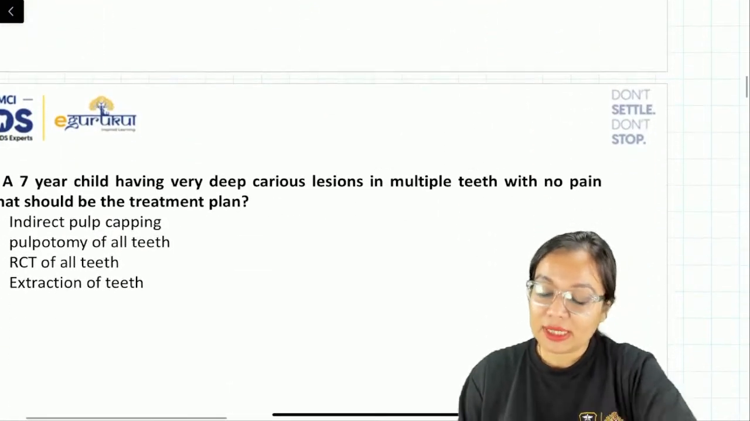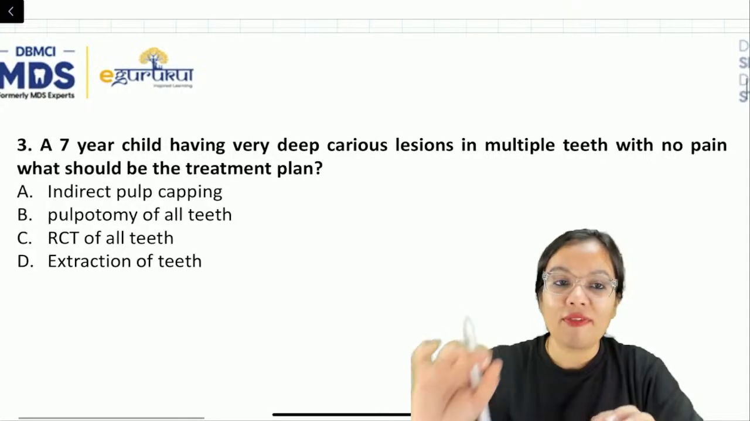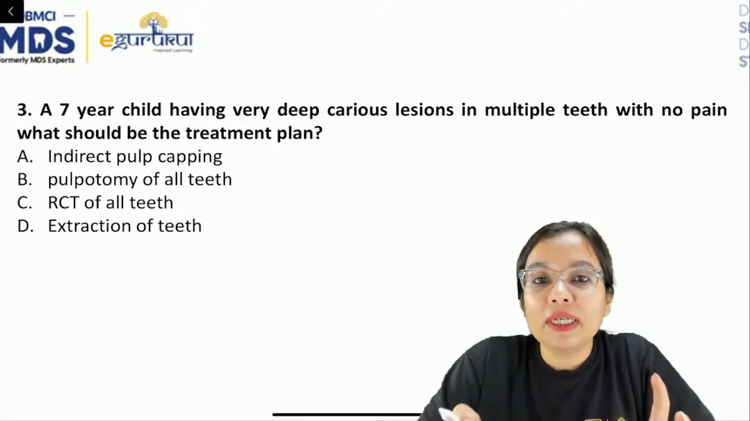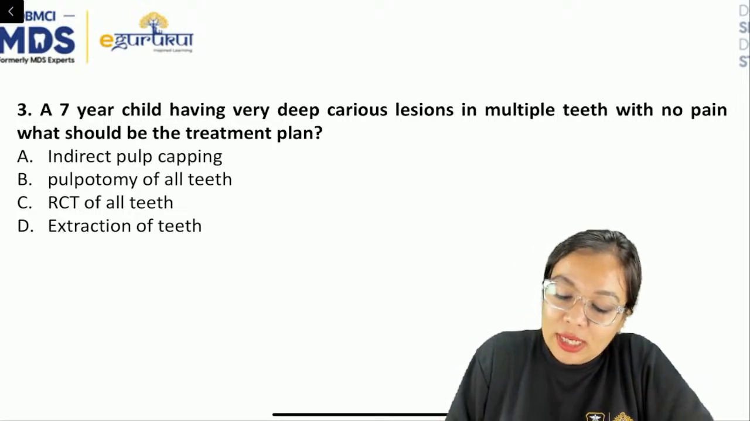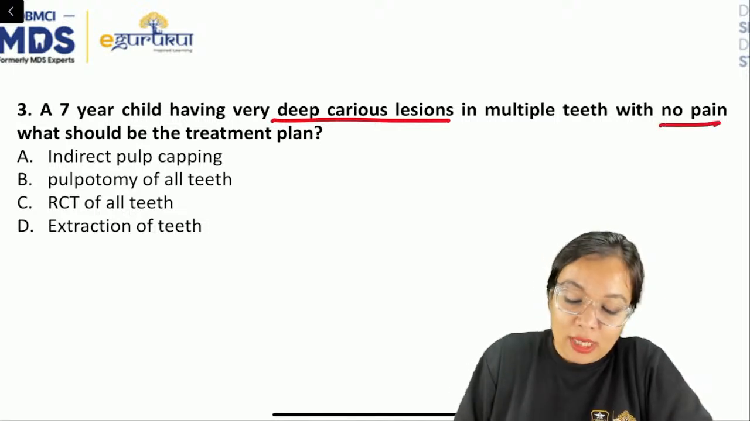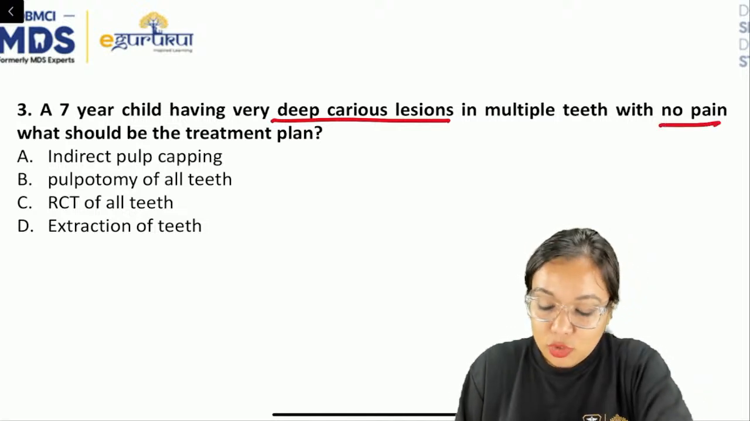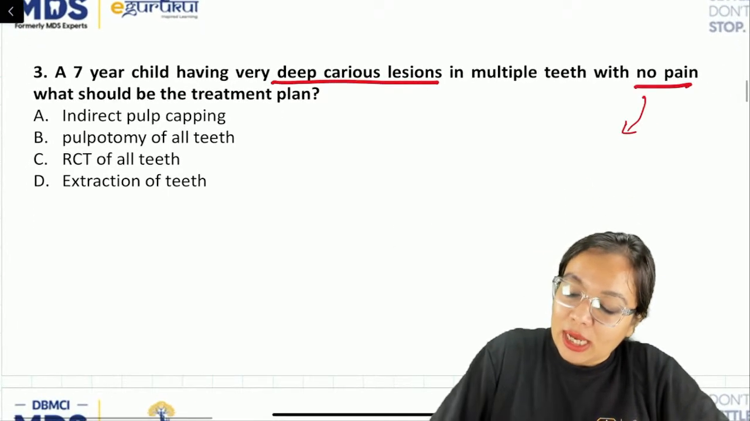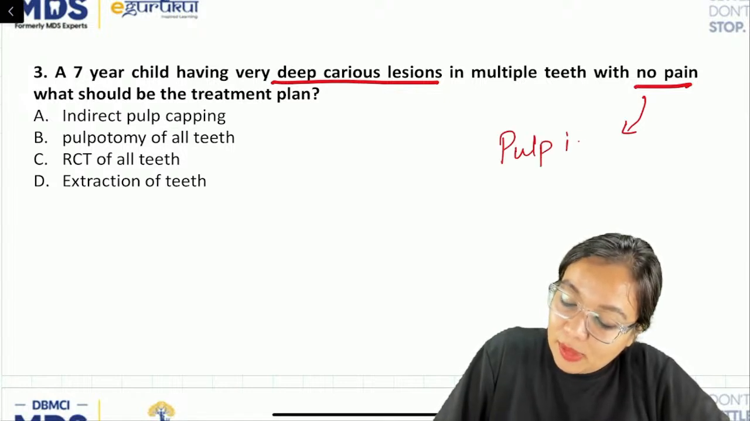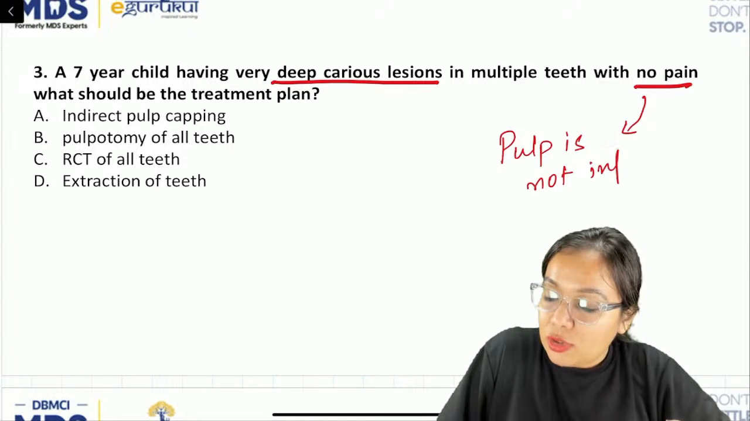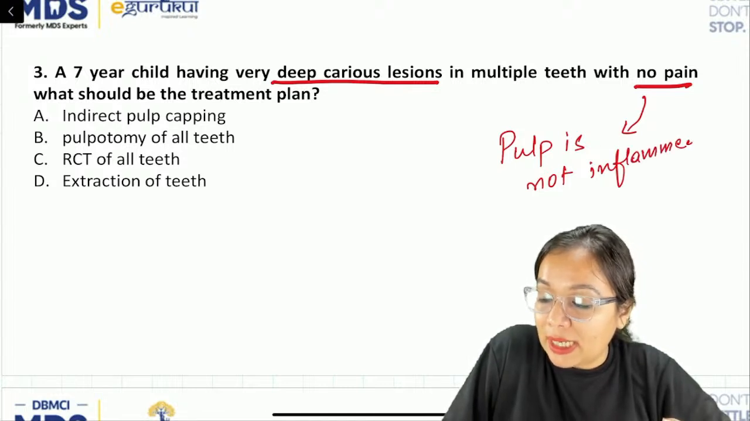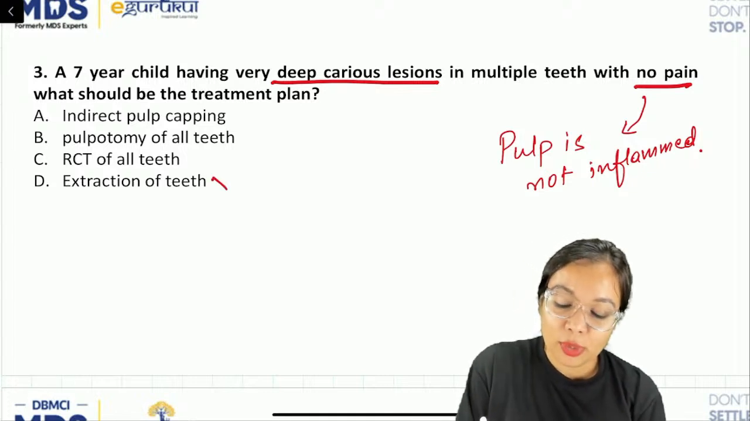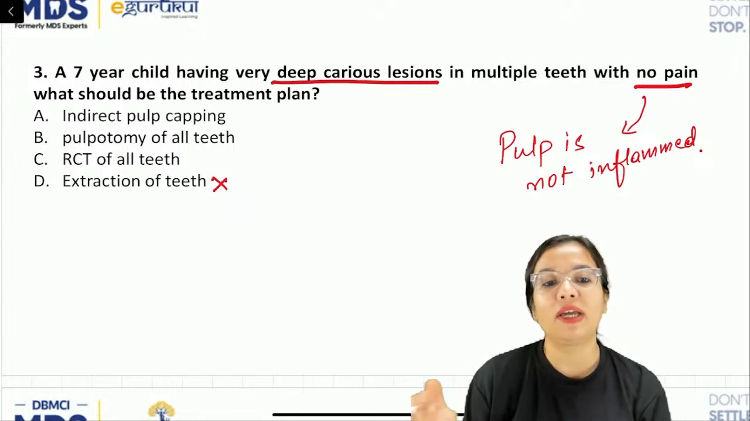Okay. So that brings us to the next question: a 7-year-old child having very deep carious lesions in multiple teeth with no pain. What should be the treatment plan? Since there is no pain, no pain indicates one particular thing, that the pulp is not inflamed. So there is no irreversible pulpitis. The pulp is not inflamed, and there is no point in doing extraction, because the pulp is healthy. Why will you extract the teeth?